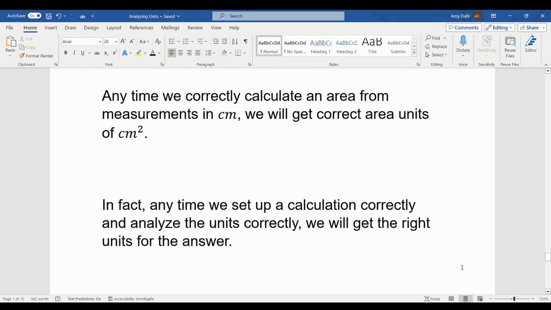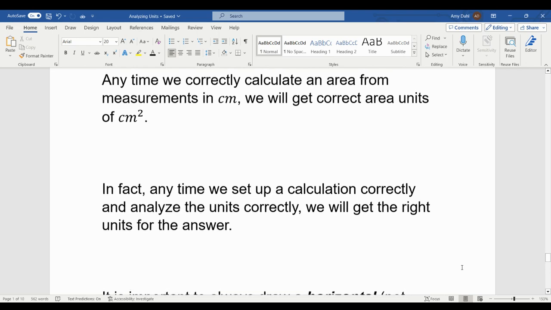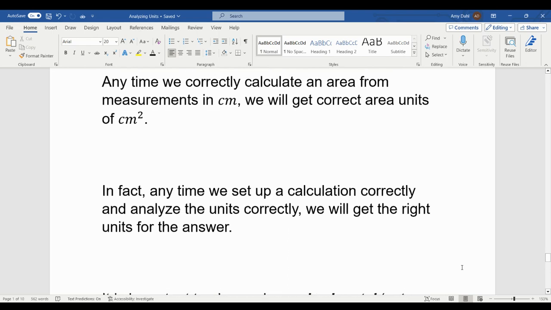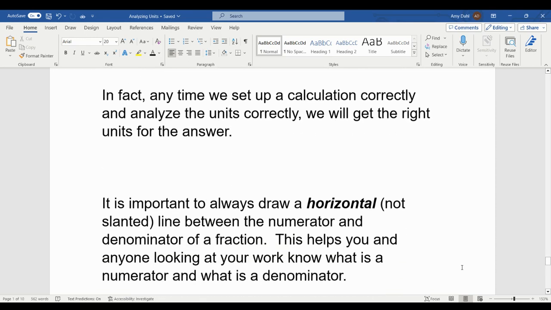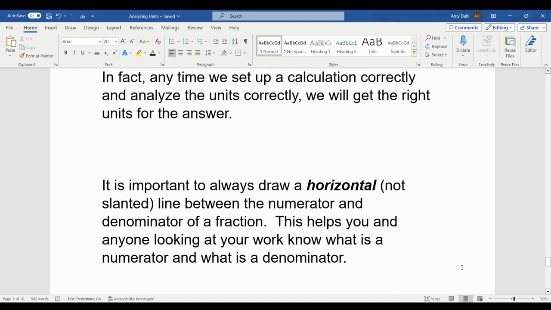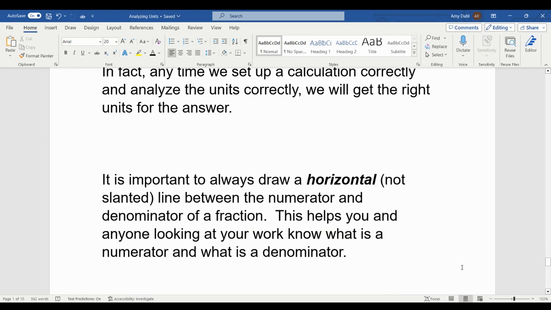In fact, anytime we set up a calculation correctly and analyze the units correctly, we will get the right units for the answer. It's important to always draw a horizontal, not slanted, line between the numerator and denominator of a fraction. This helps you and anyone looking at your work know what is a numerator and what is a denominator.